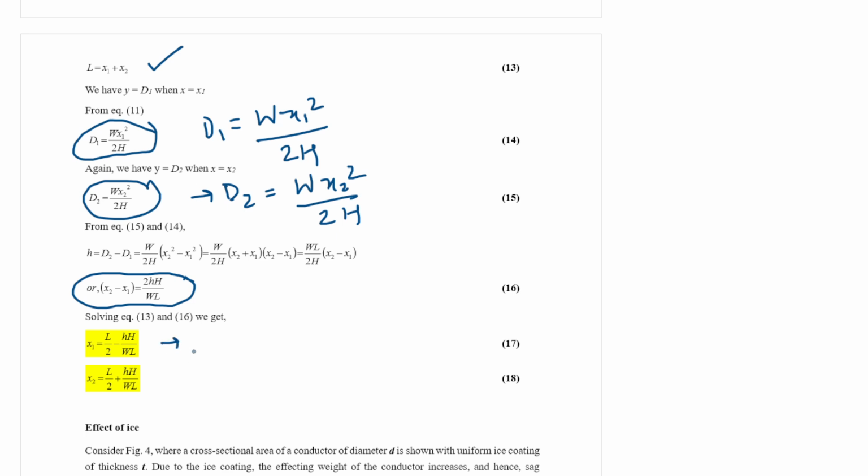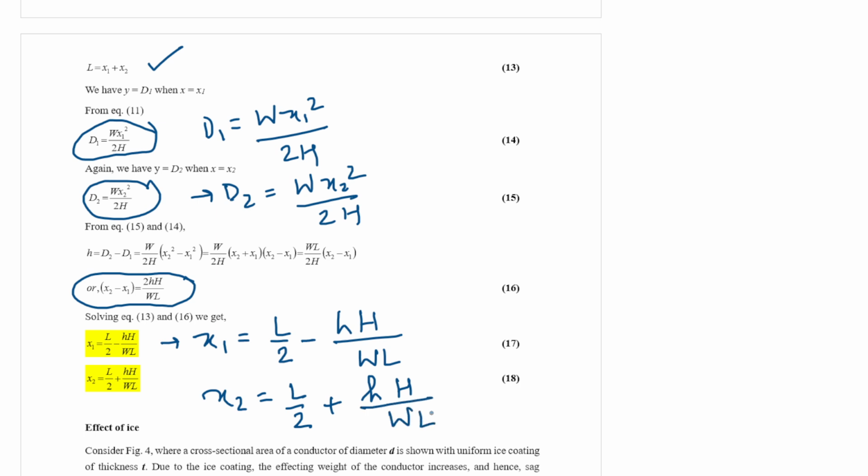So we can easily find out x1 is equal to capital L by 2 minus capital H by WL, and x2 will be plus capital H by WL. Now in some literature you can find this H, they have used T. Both are the same, you can use any one.